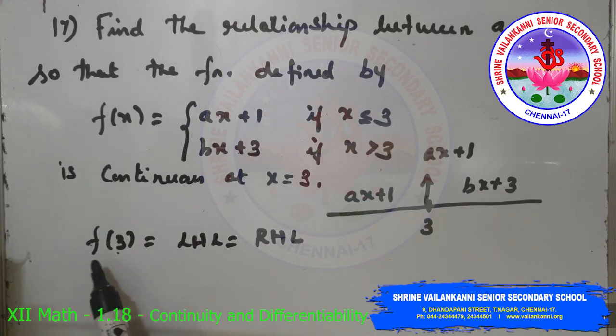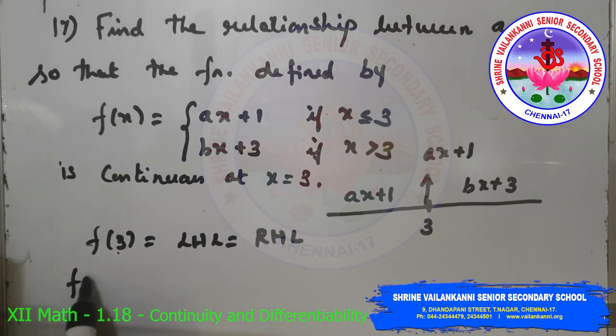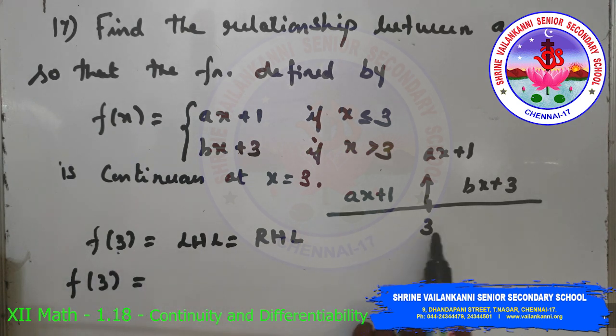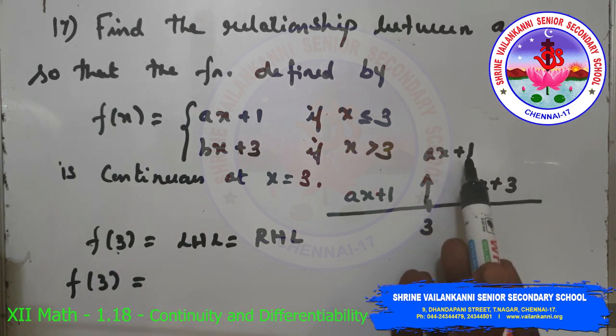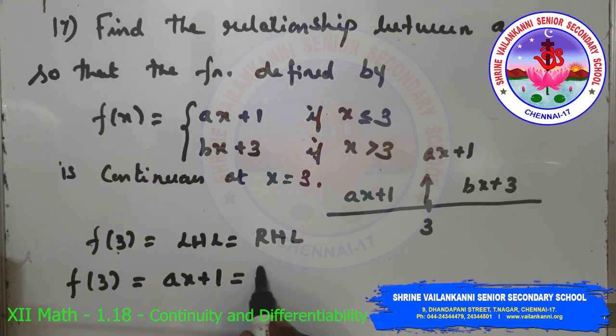The limit exists at x equal to 3, which is equal to the left hand limit and equal to the right hand limit. It's given that it is continuous at x equal to 3. So f of 3: at x equal to 3, we have the function as ax plus 1, which is equal to, substituting the value of x as 3, 3a plus 1.